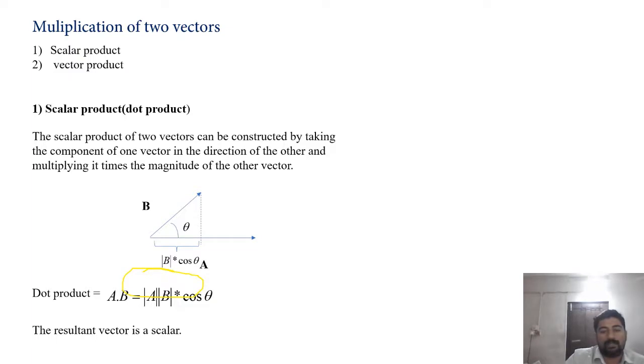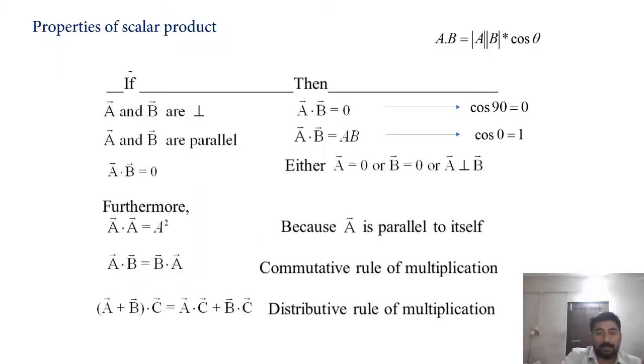You have to remember, the resultant of the dot product is always a scalar. This is an important thing. And in the next case, the vector product, you will get a vector. So what are the properties of scalar products? We will just look at some problems. A dot B is equal to AB cos theta. This is your expression for scalar multiplication.